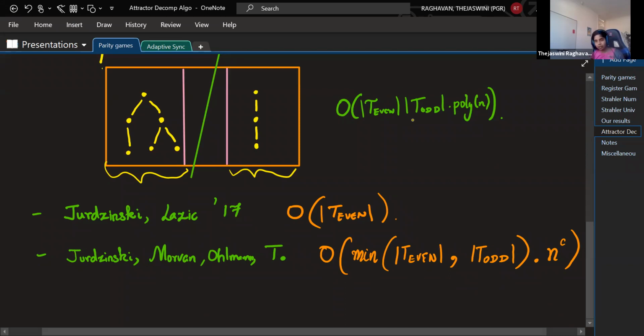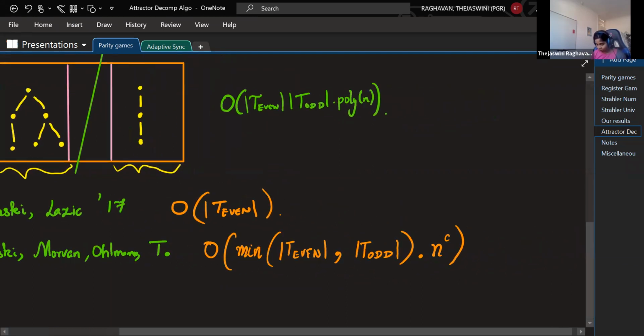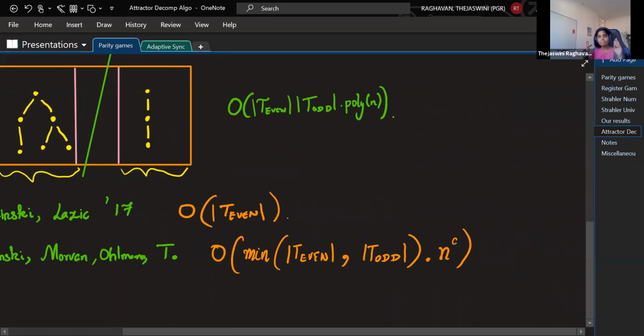So our next work with Marcin, Marvin and Ullman was the following, where we gave a hybrid algorithm which ran in time minimum of the even tree and the odd tree times a polynomial.